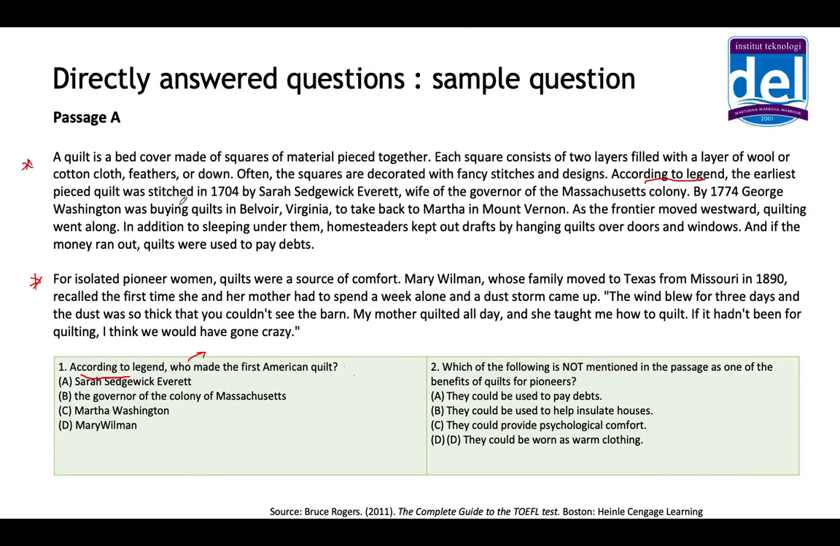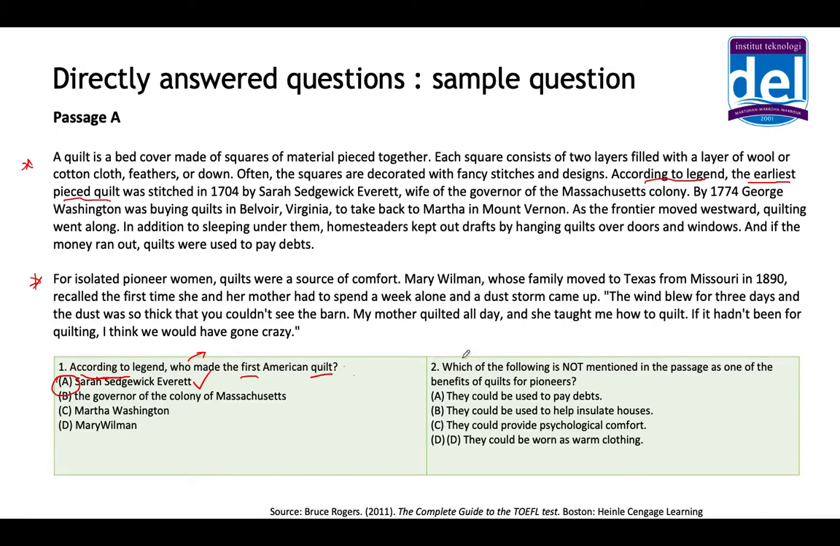"The earliest pieced quilt," so we've also got the words "the earliest pieced quilt." So it's the same as first quilt. Okay, so we might find the answer around here. Again, "the earliest pieced quilt was stitched in 1704 by Sarah Sedgwick Everett." Okay, so actually we have found the answer here. We just need to match these statements to the options, and the answer is A, Sarah. So that's how we determine the answer.